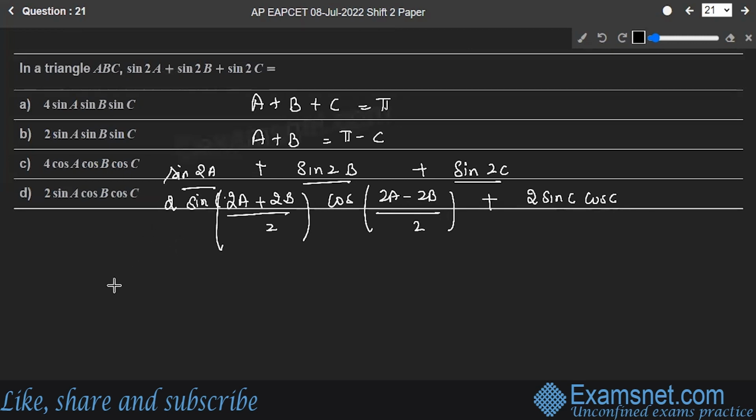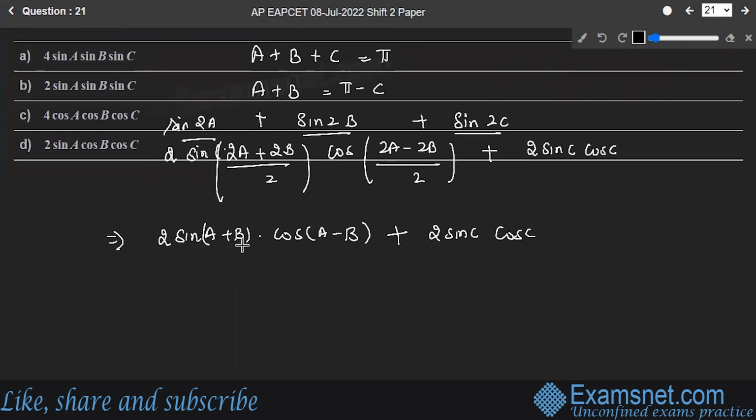Hope you are clear. So this is equal to 2 sin((A+B)/2) cos((A−B)/2) plus 2 sin C cos C. A plus B can be written as pi minus C, and I will not touch this A minus B.